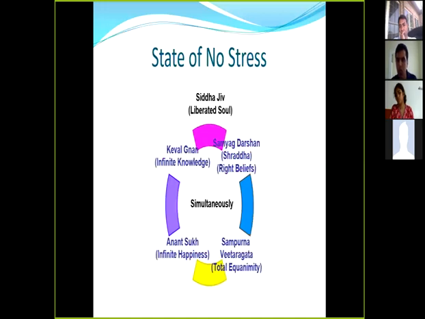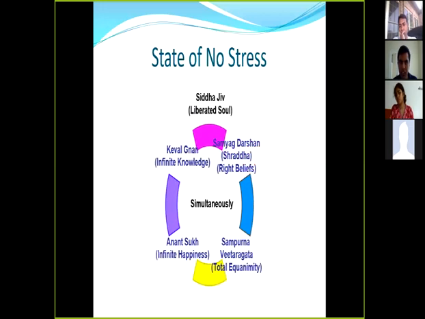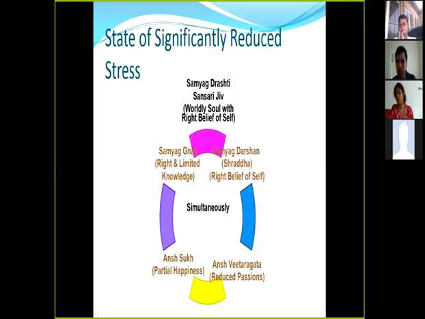But what I want to mention here is that in between this extreme state of stress and the state of no stress, the first major milestone is this state of samyak darshan, which is a state of significantly reduced stress. But even prior to that, there are so many progressive stages of stress. As long as we are in worldly affairs, we're going to have some type of stress, whether positive or negative. As Vishal mentioned, we are going to be able to leave negative stress and remain in much of a positive stress.